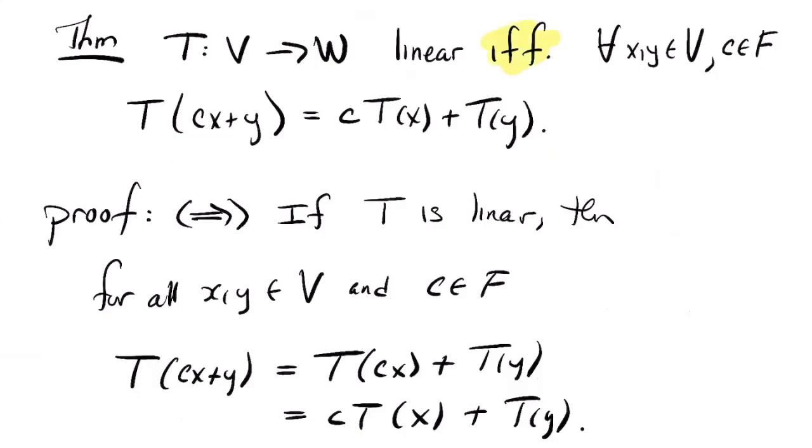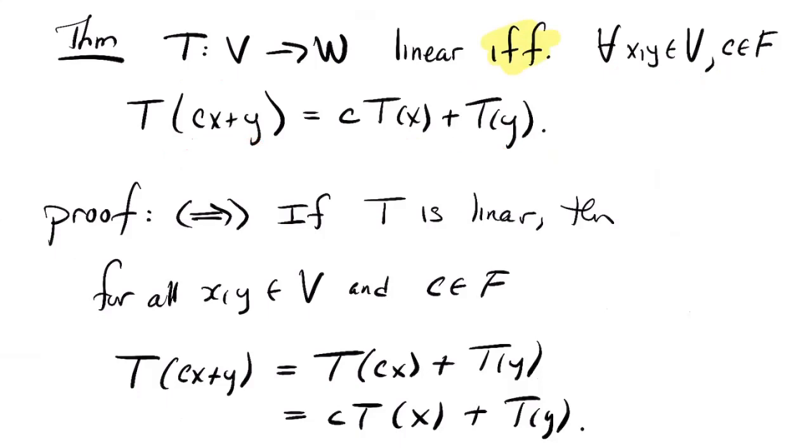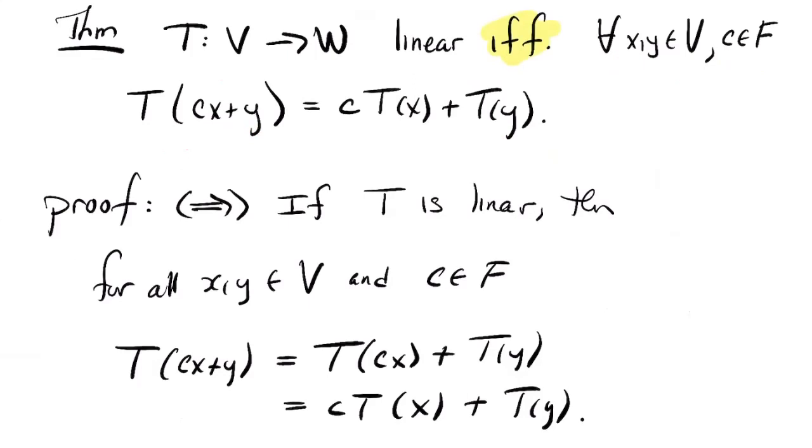And the conditions are, well, you're linear if and only if, for any 2 vectors and any scalar c, T of this linear combination, cx plus y, is c times T of x plus T of y. All right? So that's what I mean by this condition.